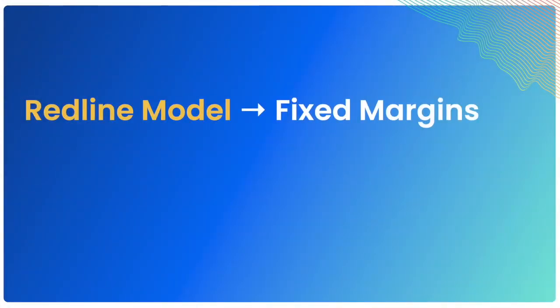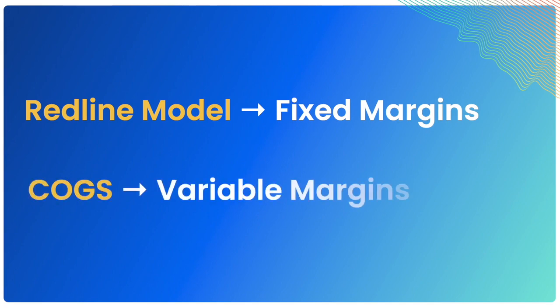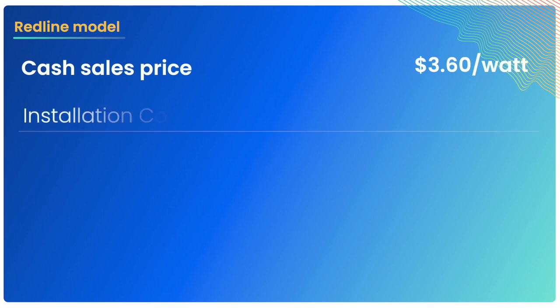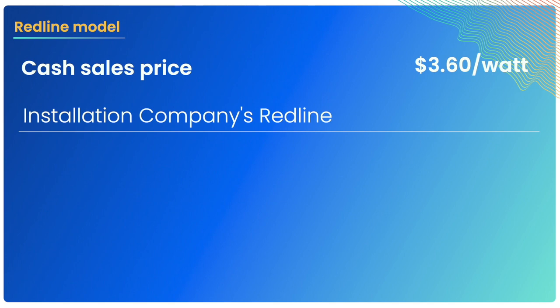The main difference is that in a redline model, the margins are fixed, whereas in a cost of goods model, they are variable. Let me explain what that means. Let's say that the cash sales price is $3.60 per watt. In a redline model, the installation company fixes their margin, so they're going to make whatever amount they want to make on every project, regardless of the price that the project is sold at.